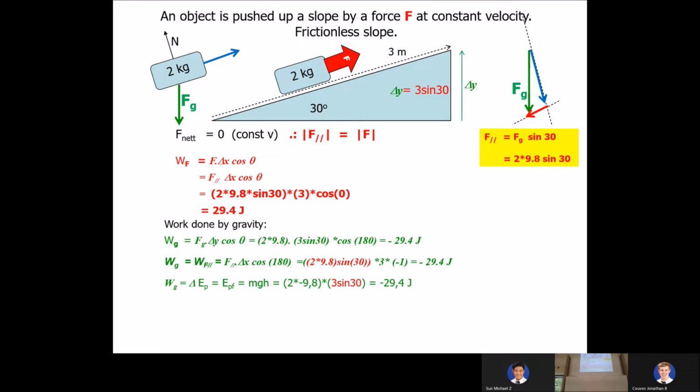Okay. The displacement in that direction is up, and gravity is down. So that's where your 180 comes from. Now, if you just look at this formula, the Fg was 2 times 9.8. You got the 3 sine 30 because that was delta y, and you got cos 180. Now you can see it's exactly the same components as you got here, except for the angle here. So it gives you exactly the same value, it's just negative.